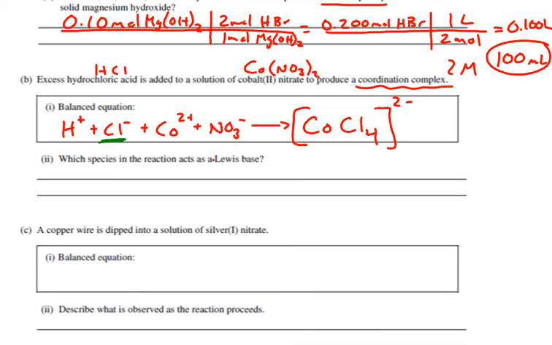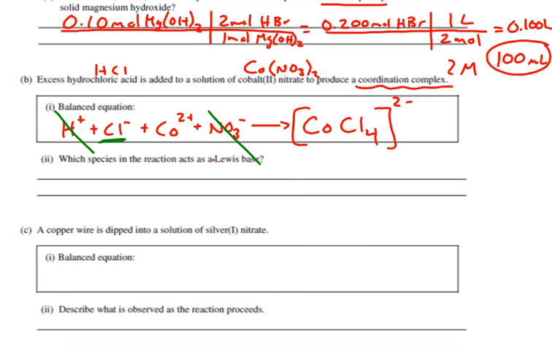All right, and then that's going to be canceled out because we're just making that compound. To be honest, we're done with that. Any number of coordinated Cl ions from 1 to 6 is acceptable.